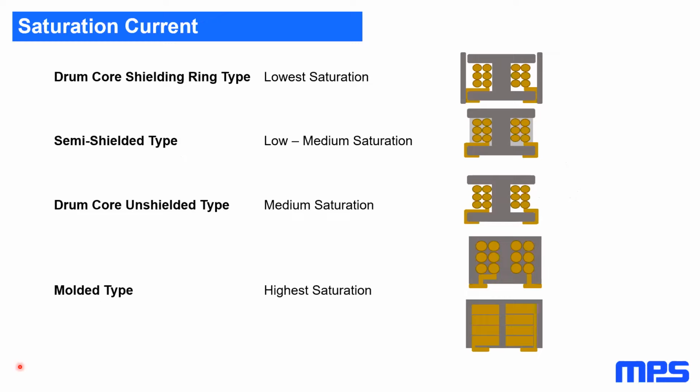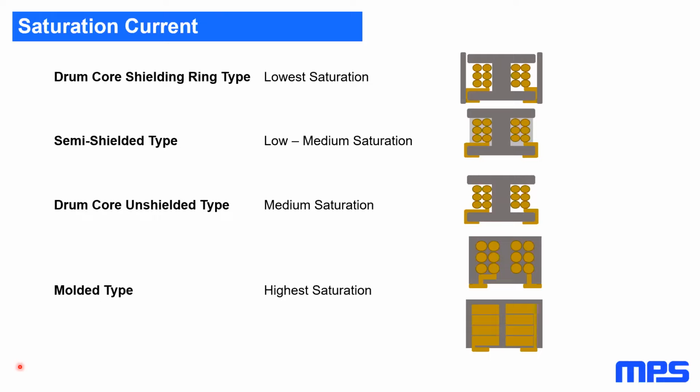On this slide, you can see the comparison of well-known inductor types and their saturation level rating. The first one is the drum core type with a ring shielding, where the open side is covered by a ferromagnetic ring that acts as a shielding against radiation. Due to the small air gap of this construction, this type has the lowest saturation level. Followed by the semi-shielded type, which is basically an unshielded drum core type, but the winding is completely covered in a mixture of resin and ferromagnetic powder. This way, a shielding effect is achieved, resulting in a low to medium saturation characteristic.